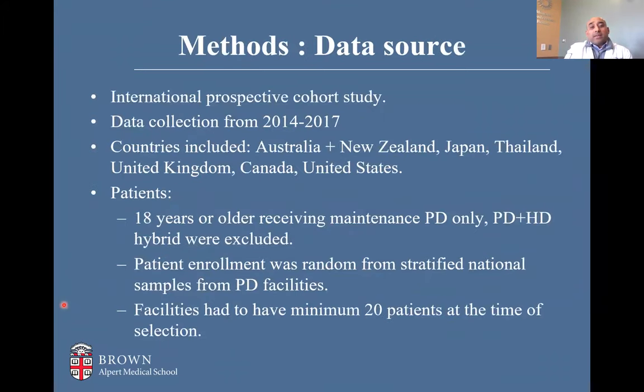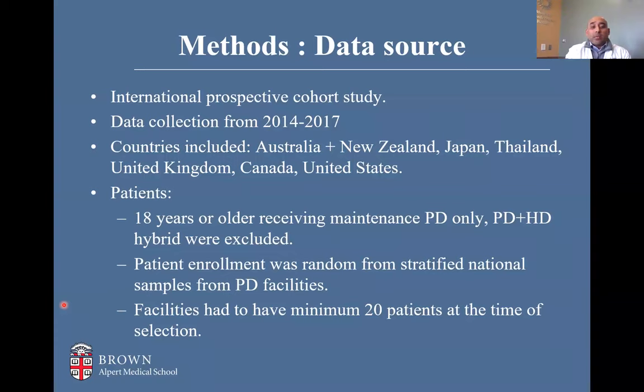So, methods. For the data source, this was a three-year study from 2014 to 2017, a prospective cohort study that included the countries Australia and New Zealand as one, Japan, Thailand, United Kingdom, Canada, and US. Eligible patients were 18 years or older, receiving maintenance peritoneal dialysis only, because I believe Japan has a hybrid system, but those patients were not included in this study.